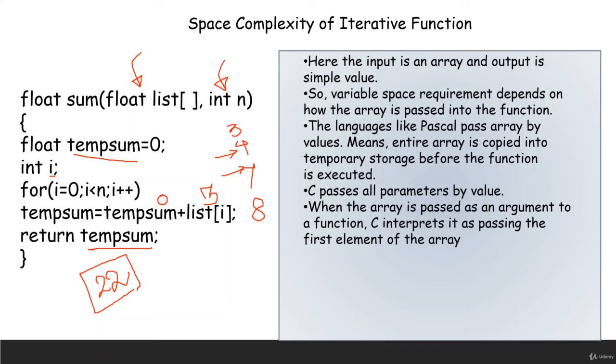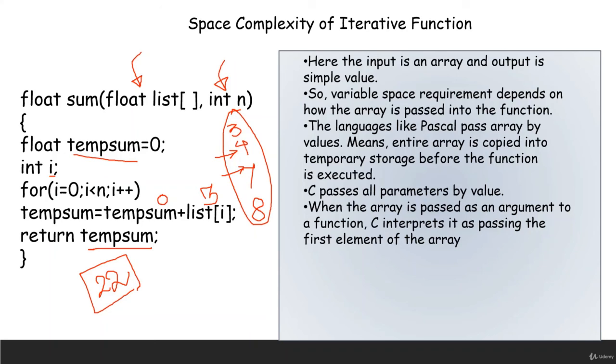Meaning in a language like Pascal, the entire elements are first copied into temporary storage and then used. But it doesn't happen in C. C actually passes all parameters by value. Meaning whenever 3 is needed, it is retrieved, then 4 is retrieved, then 7, then 8. It is passing all values by parameters.